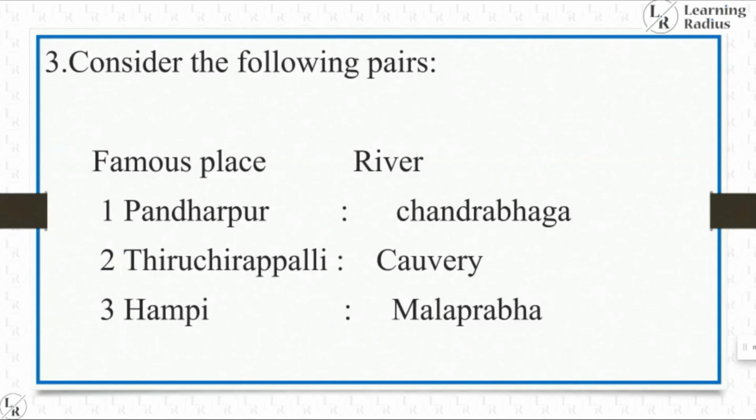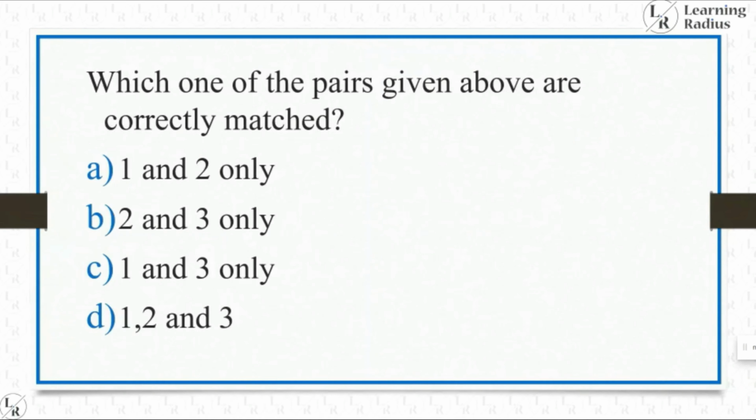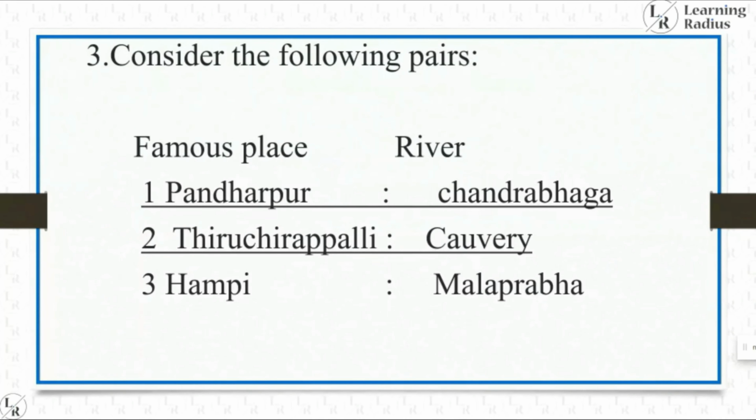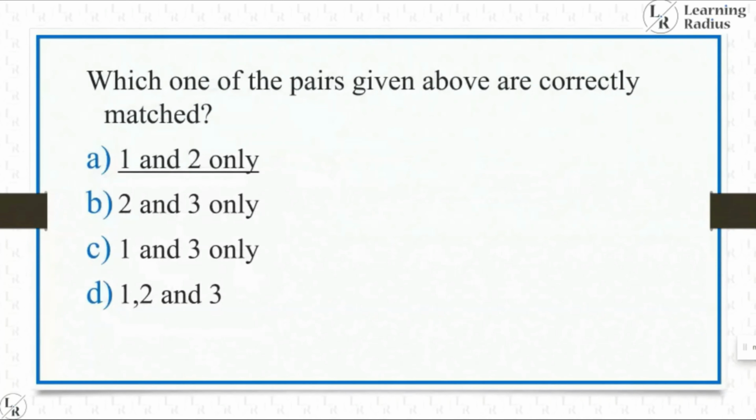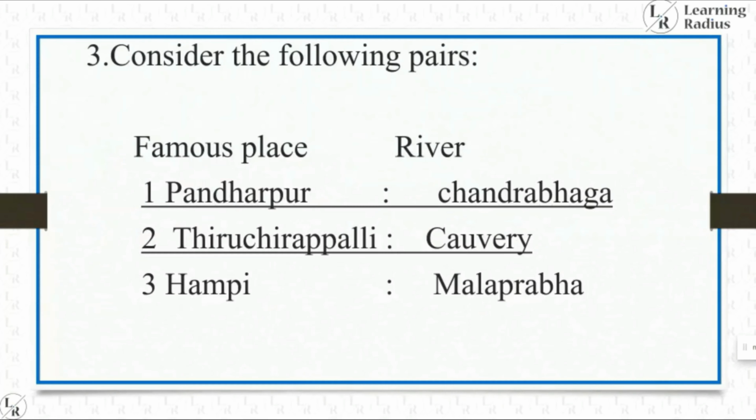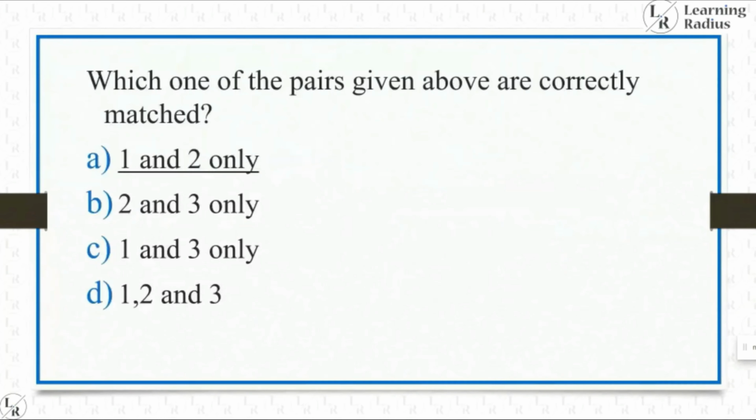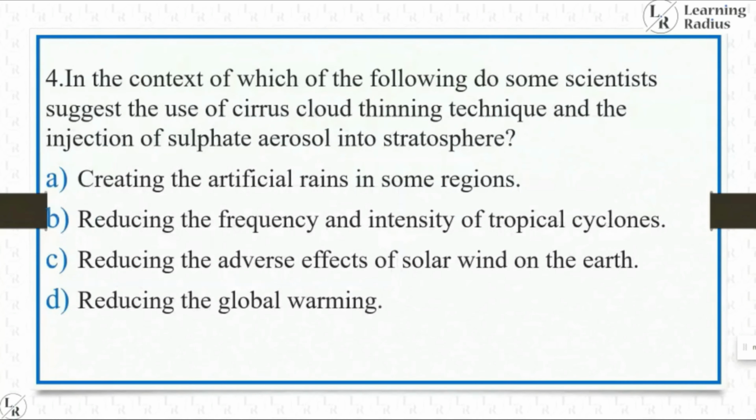If you look into the famous place and the river related to it, the first one and the second one are right, and Hampi, Malaprabha is wrong. So Pandharpur, Chandrabhaga is right, Tiruchirappalli and Kaveri is right, 1 and 2 are right, and the third one is wrong. So the answer is 1 and 2. Now, Tungabhadra is the river which is passing through Hampi. That is not Malaprabha. Let's come to the next question.